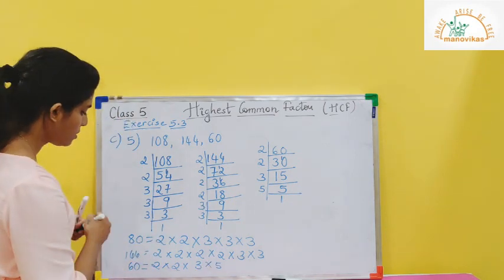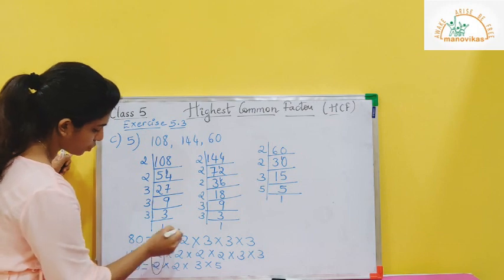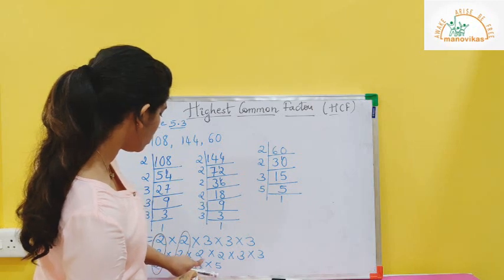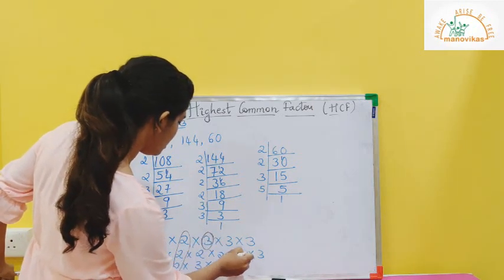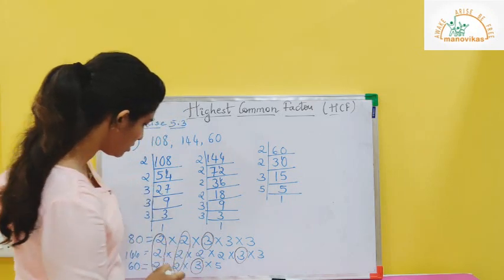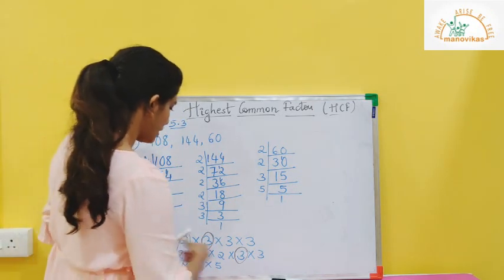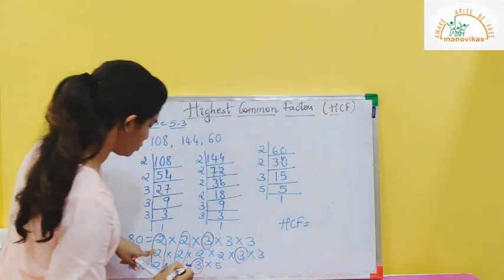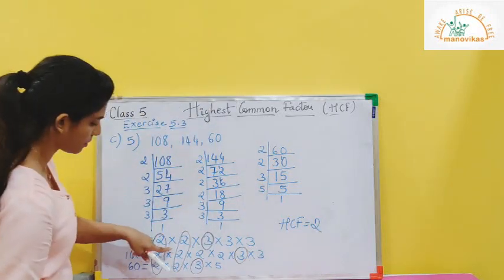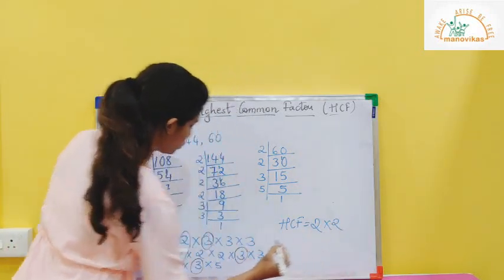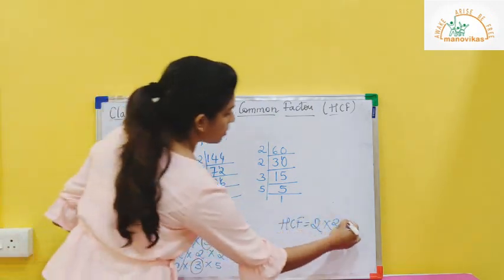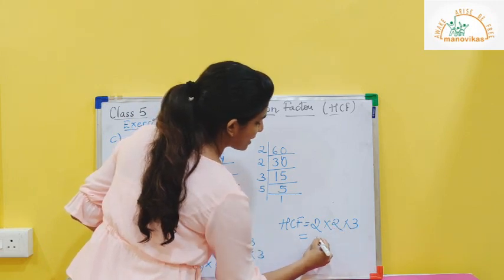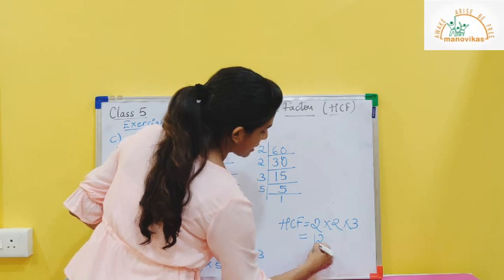Okay, we have to see which are the common prime factors here. 2, I got 2. Any 2 here? No. So I get here 3, here 3 and 3 here. Any other number? No. So the HCF is equal to 2 multiplied by 2, now 3. So 2 into 2 is 4, 4 into 3 is 12. So HCF is equal to 12.